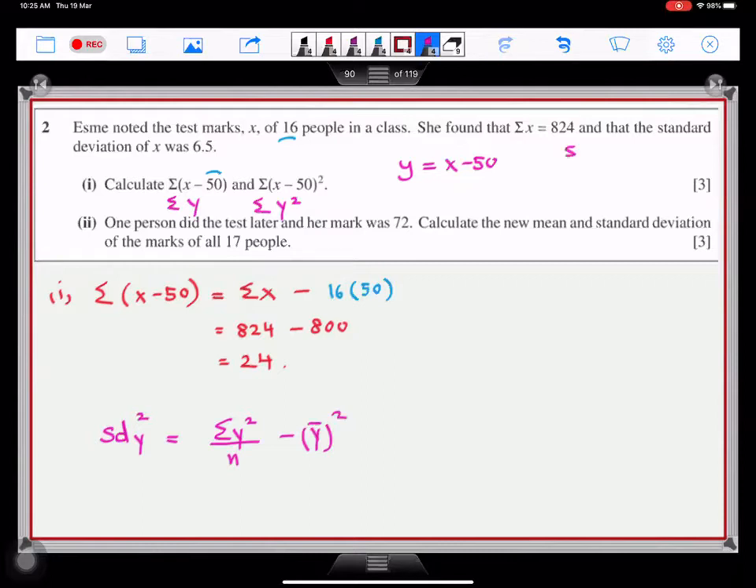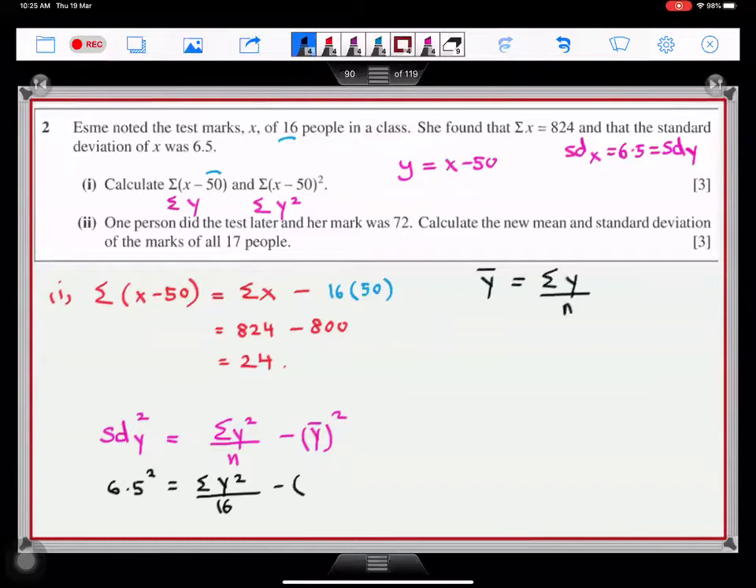They are saying standard deviation of x is 6.5. That is the same thing as standard deviation of y. So now look at the working. What is the working? 6.5 square is equal to sigma y square over n, n is 16, minus y bar square. What is y bar? Can I calculate it? Yes, I can calculate it. Y bar is sigma y over n, which is 24 over 16, which comes out to be 1.5. So this is 1.5 square.